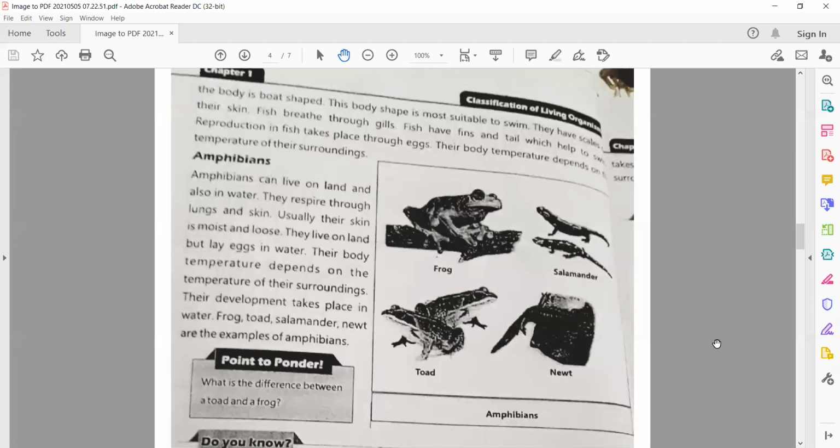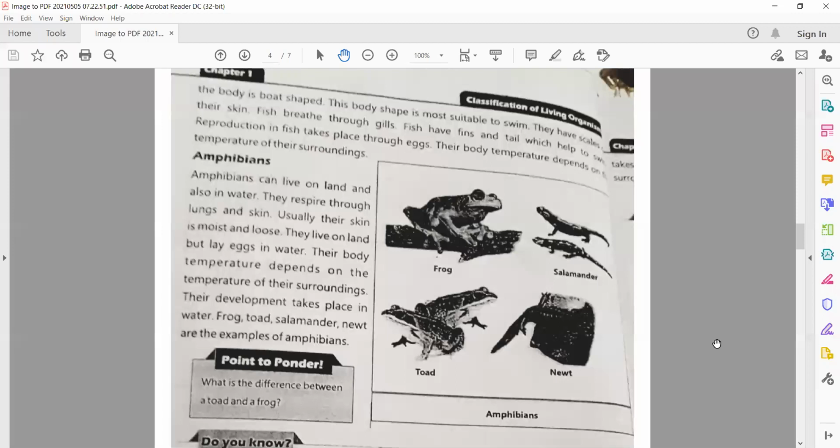Their body temperature depends on the temperature of their surroundings. Their development takes place in water. Frog, toad, salamander, newt are the examples of amphibians. Here are the examples of amphibians. Look at the images. That is frog, toad, salamander, and newt. Newt is also an amphibian having lungs and a well-developed tail, while salamander is a newt-like amphibian having bright marks on their bodies. Okay, so that is all about the amphibians, that they can live on land and water.